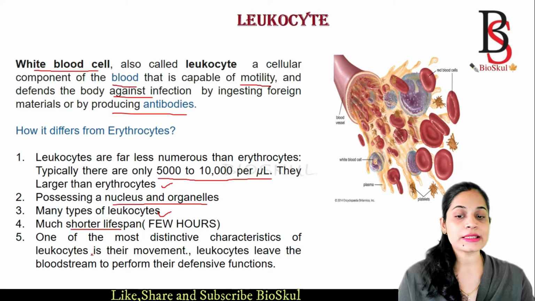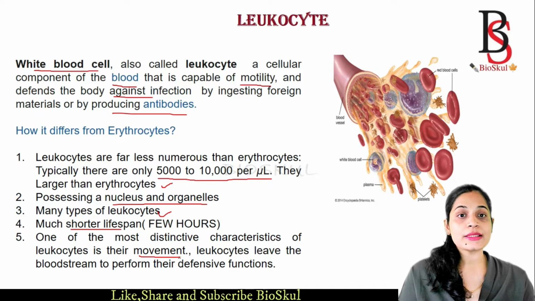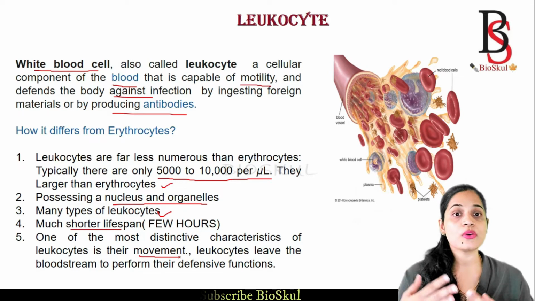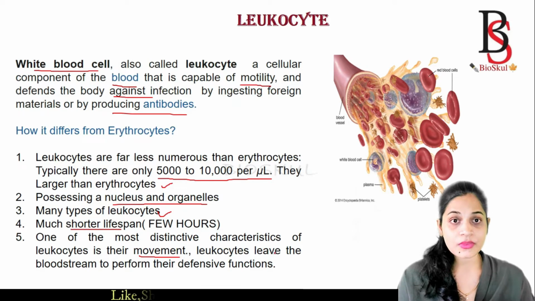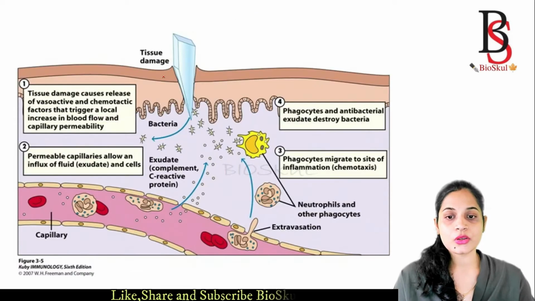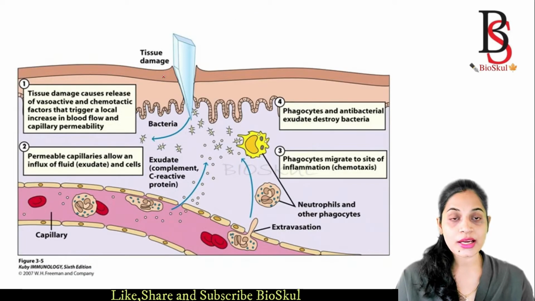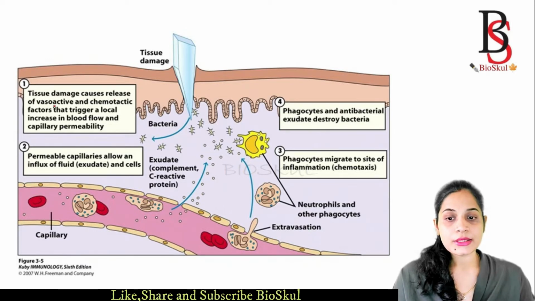One of the most distinctive characteristics of leukocytes is their movement. When there is an infection, the leukocytes move from the bloodstream to the damaged tissue site, whereas the erythrocytes always circulate within the bloodstream. So let's see how the leukocytes fight against the pathogen. If there is tissue damage, it releases vasoactive or chemotactic factors which trigger an increase of blood flow and capillary permeability.